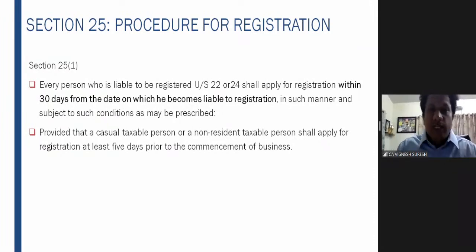Now, when I talk about the term non-resident taxable person, this means what? When I talk about a non-resident taxable person, I'm talking about a person who is outside India, but he wants to do some business in India.